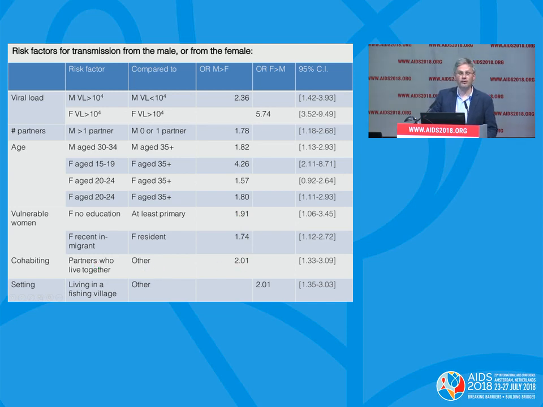If the couple were cohabiting, and we did the analysis blind to whether they were cohabiting, the male was more likely to be the transmitter of the two, with an odds ratio of 2. And finally, the one exception to this was if they were both in a fishing village, in the same village, then the female was more likely to be the transmitter.